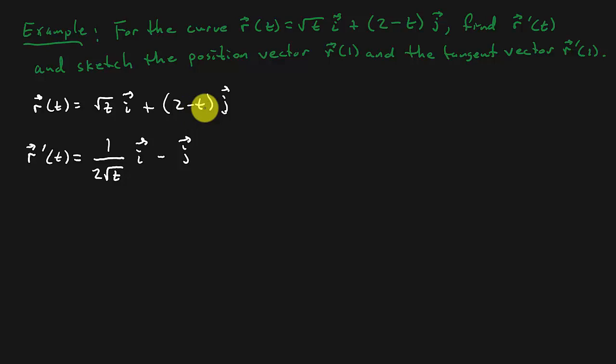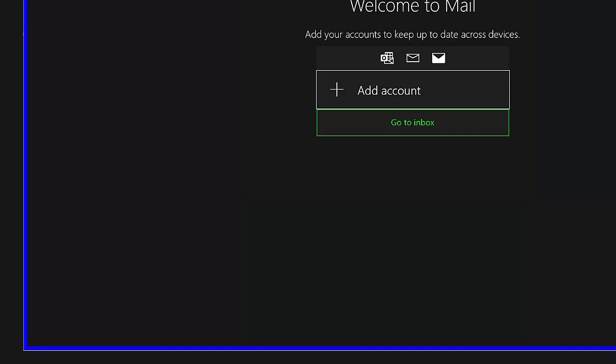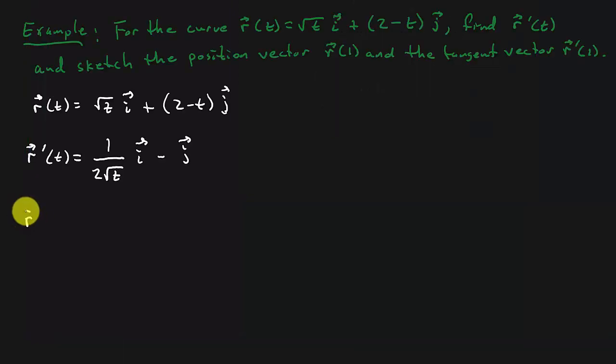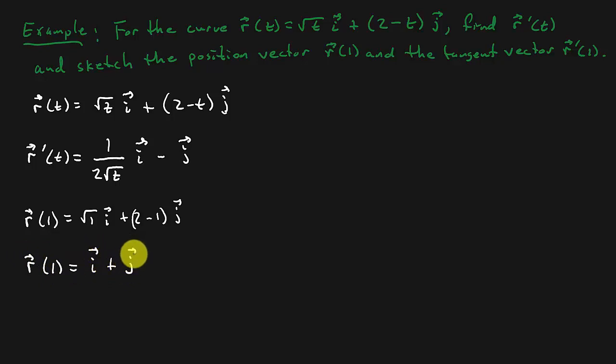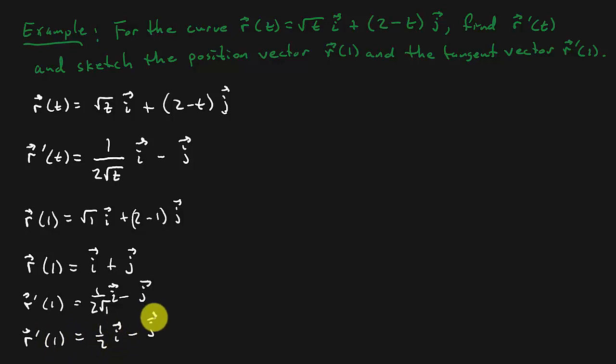All right, so now we've got r of 1 is equal to square root of 1 i plus 2 minus 1 j. And so r of 1 is equal to i plus j. And then r prime of 1 is 1 over 2 square root of 1 i minus j. I forgot the i in there. So r prime of 1 is equal to 1/2 i minus j.